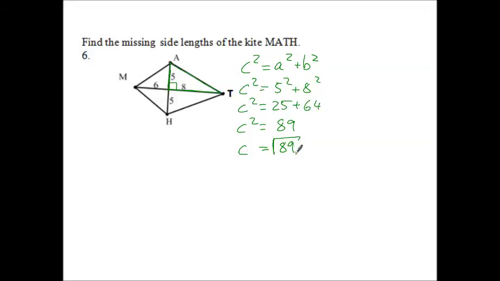Now, we can either show this as a decimal, punching it into the calculator, or we can show it as a simplified radical. Is there anything that we can take out of our 89? As it happens, there isn't. So the length of segment AT is square root of 89, and that happens to be the same as the length of segment HT.